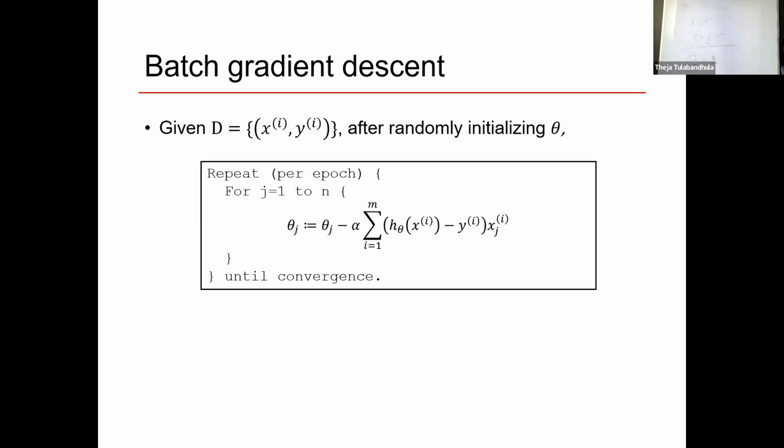What's it? Oh yeah, you can do 1 by m. Yeah, alpha upon m. Yeah, you can do that. Why is there no 1 by m?